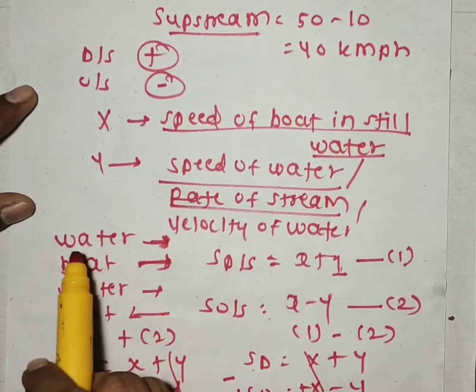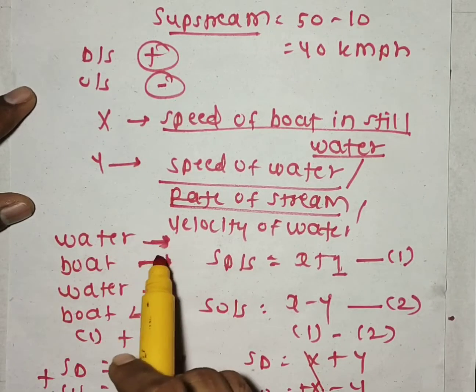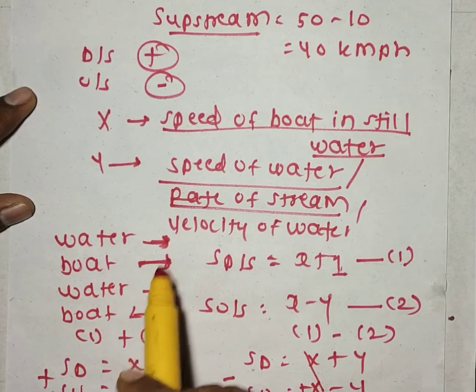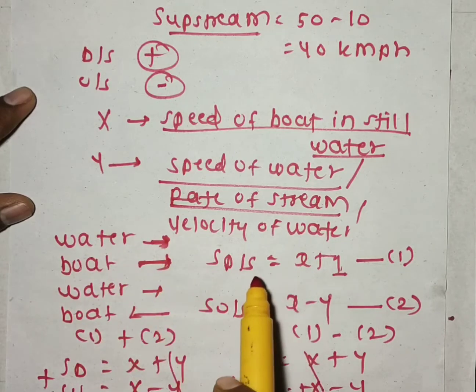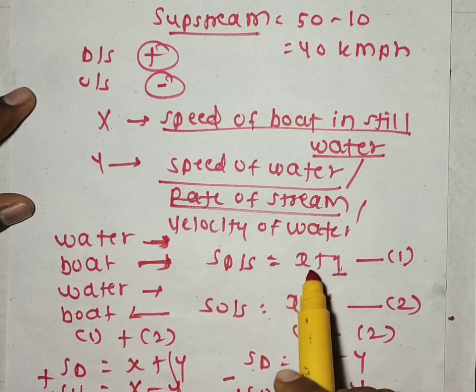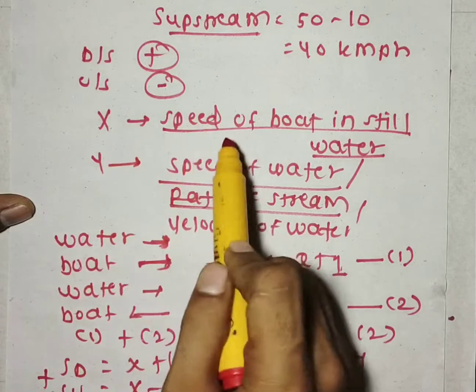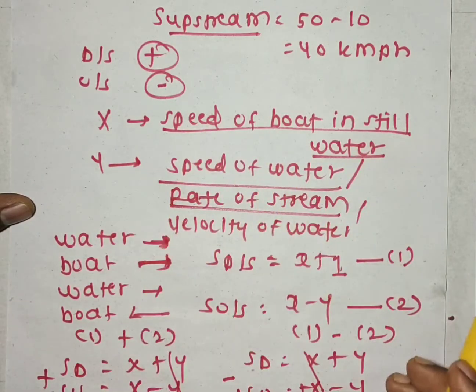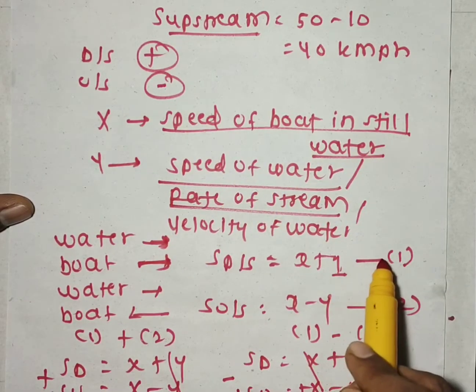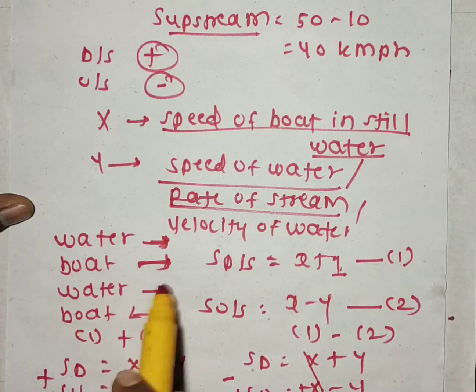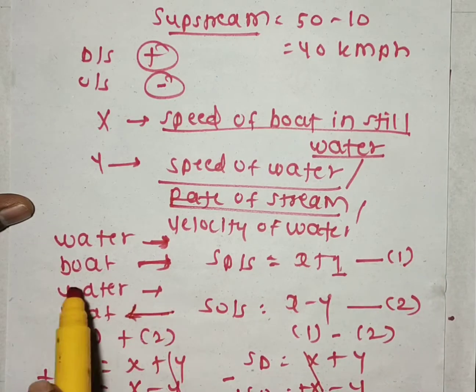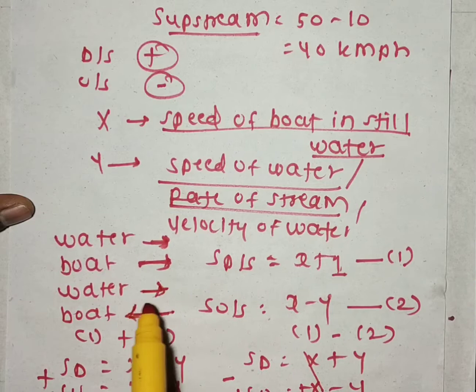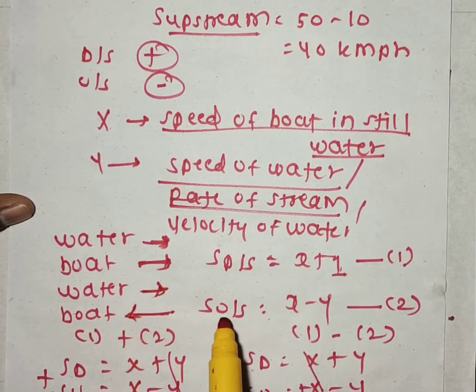As we know, if the water is going in this direction and the boat is going in the same direction, then the downstream speed is equal to x plus y. X means the speed of the boat in still water and y is the speed of water. I can call this equation number 1. Then if the boat is going in this direction and the water is going in the opposite direction, then the upstream speed is x minus y.